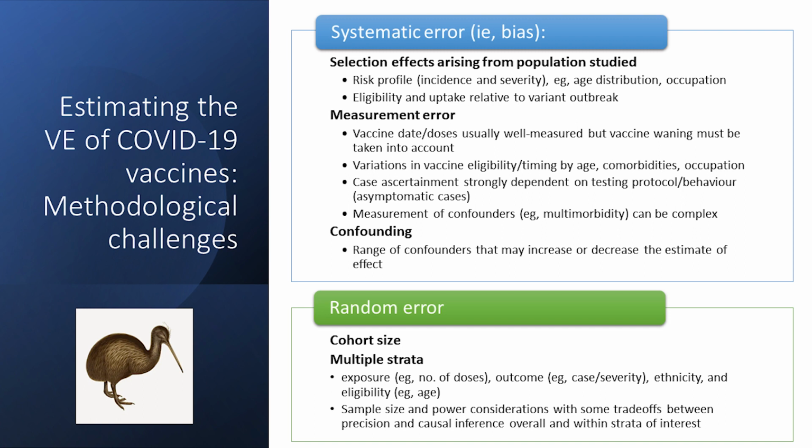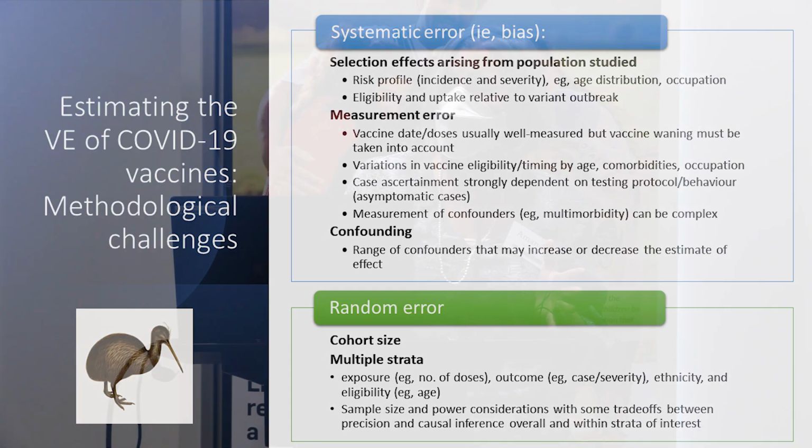Lots of methodological challenges, and it's useful to think of them in terms of sources of error in this analysis. We've got systematic error, which is bias, and we've got random error, which arises from random variation. I won't talk through all of this slide, but you can see there are a lot of things to consider. In particular, we've got selection effects, so in any cohort or any population, any time period is going to induce a selection effect that you have to think about.